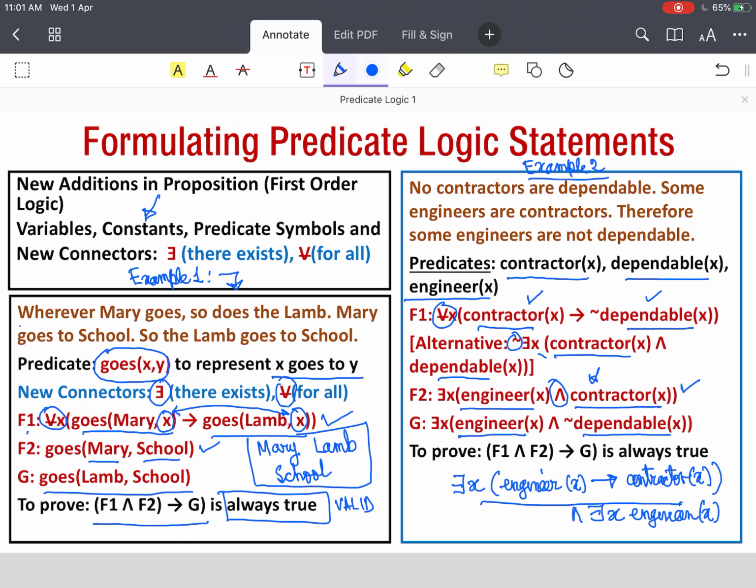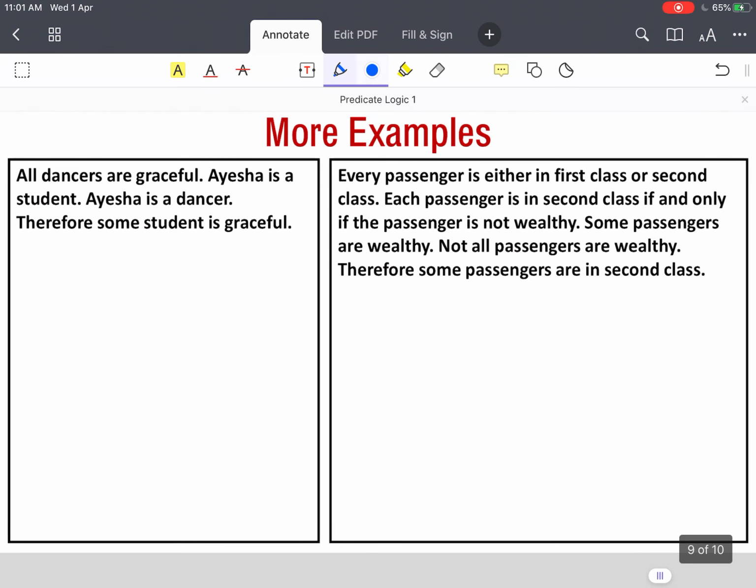Normally, we see how this is codified, and these are the 3 formulas. The first sentence is modeled as for all X, contractor X implies not dependable X, or this is the alternative. The second formula is modeled as there exists X, engineer X and contractor X. The third, or the goal, is modeled as there exists X, engineer X and not dependable X. And all we have to prove again is as follows: F1 and F2 implies G is valid. That means it is always true.